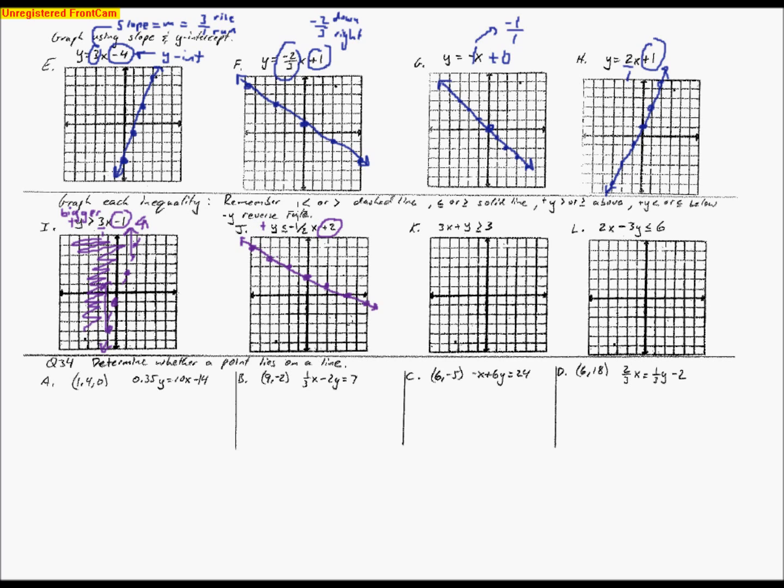Less means smaller. So we want smaller y's. And so smaller y's, well, if you put any point anywhere on this line, like if I'm right here, smaller y's are this way. Smaller y's are this way. So that's why we end up shading below this line.